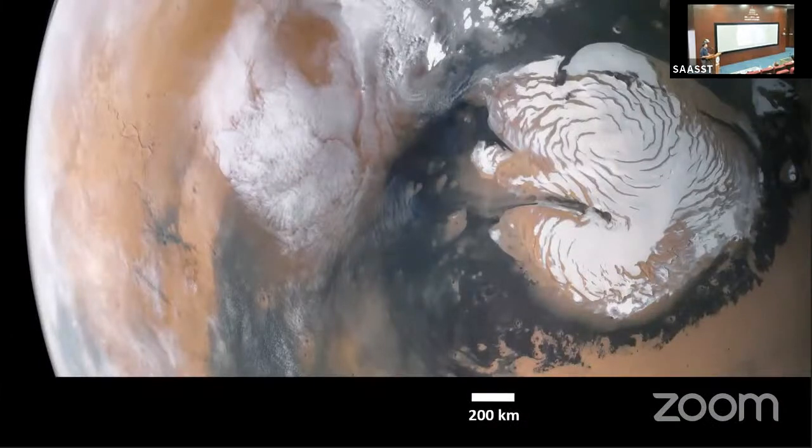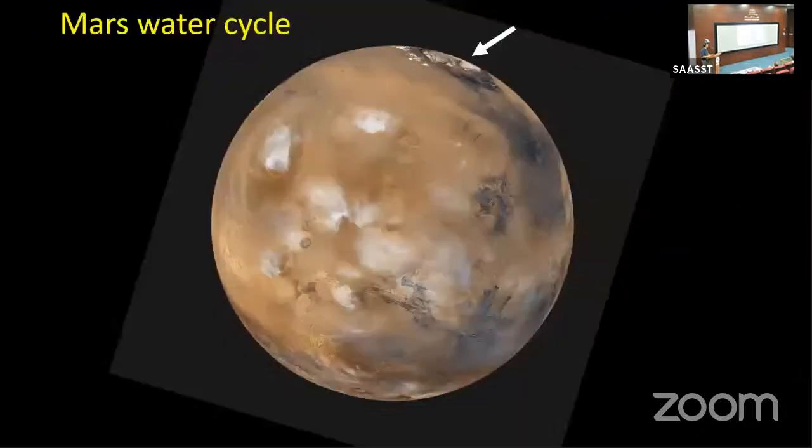This is the North Polar Layer Deposits, the North Polar Cap, if you want. It's a big glacier, 2 kilometers thick, and about 1,000 kilometers across. And you can see the scale. And this big glacier is heated by the sun in summertime, around summer solstice.